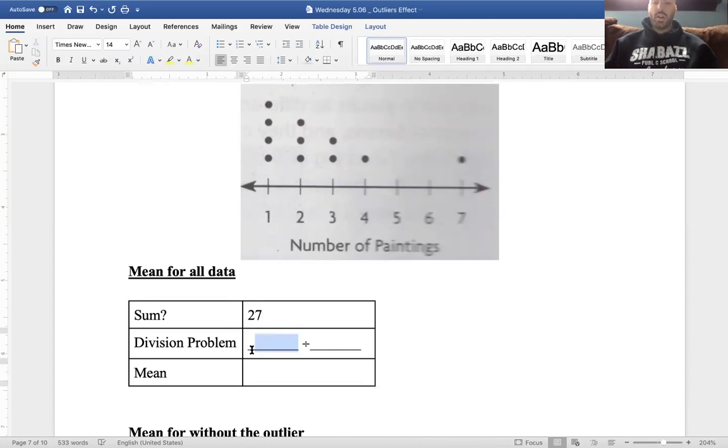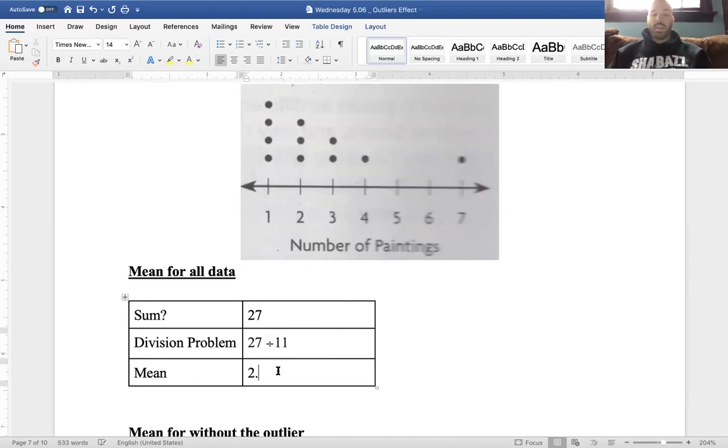How many numbers are there up here? I'm just going to count the dots. 1, 2, 3, 4, 5, 6, 7, 8, 9, 10, 11. So I'm going to do 27 divided by 11. I can always stop at the 10th spot when I do that division problem, and I get 2.4.